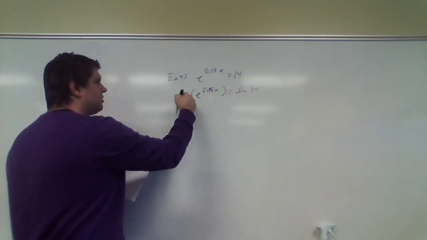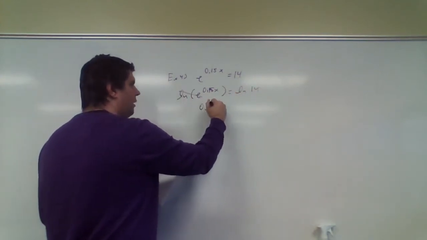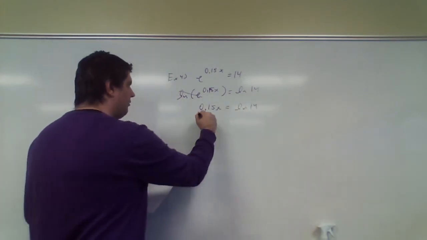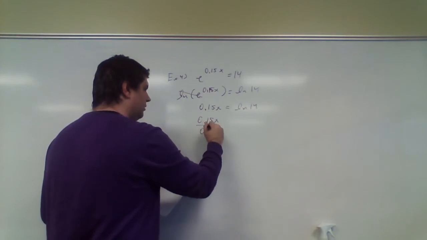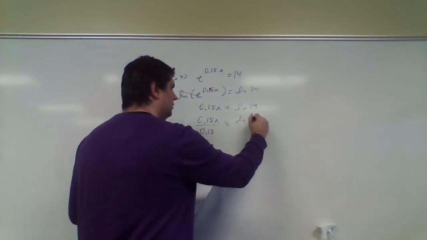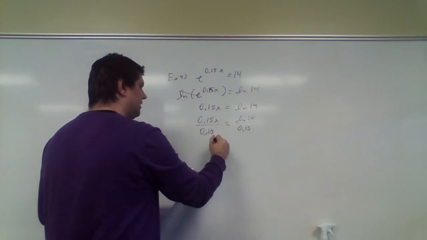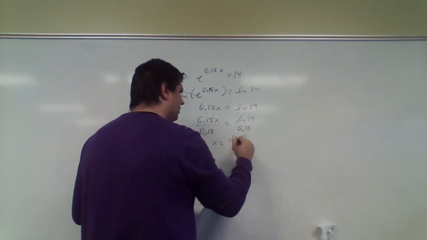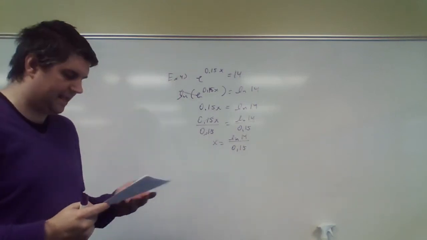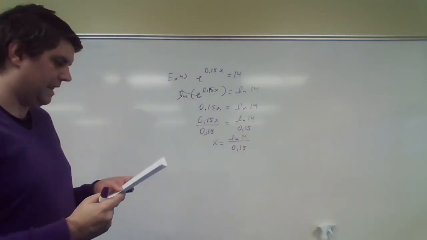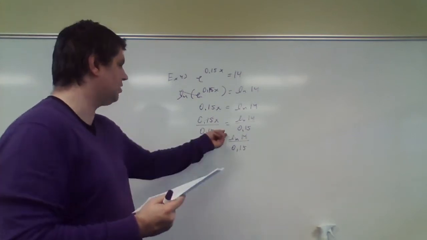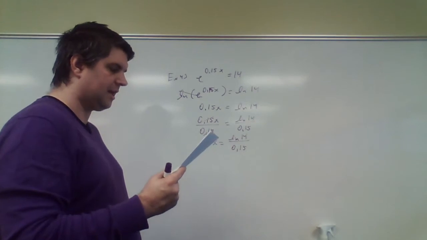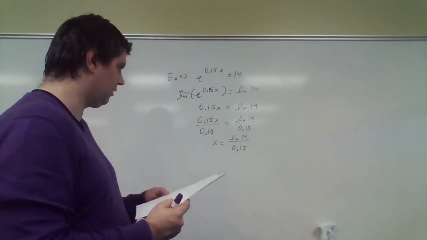Natural log undoes raising e to a power. So we would have 0.15x equals the natural log of 14. Then I would divide off by 0.15. Cancel, cancel, and x equals the natural log of 14 over 0.15. All right, and that is the exact solution. For the decimal approximation, you would take the natural log of 14, hit enter or equal, and then divide by 0.15. I got something that rounds to 17.6 when I did it earlier.